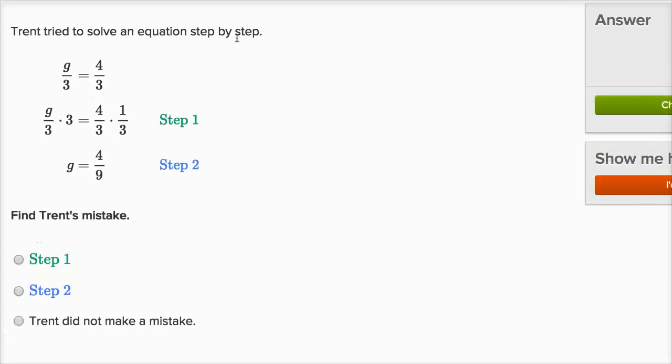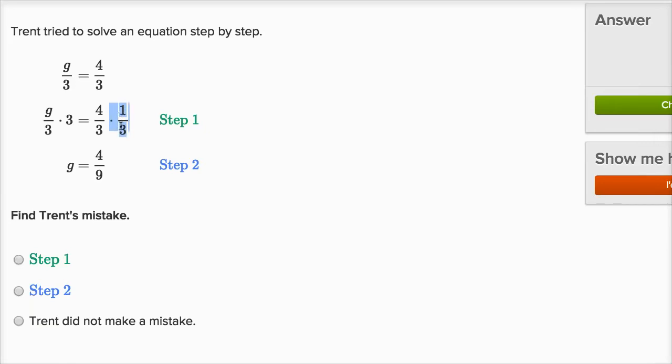Trent tried to solve an equation step by step. All right, find Trent's mistakes. So a lot of mistakes happening in algebra problems right now. So g over 3 is equal to 4 over 3. And let's see, the first step, g over 3 times 3. So he's multiplying the left-hand side times 3. And on the right-hand side, he's multiplying by 1/3.